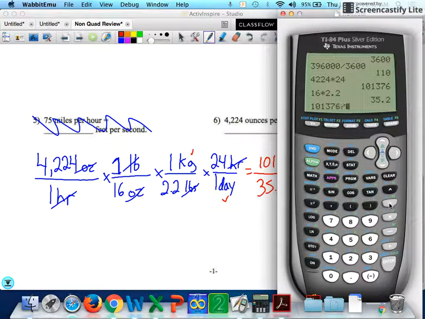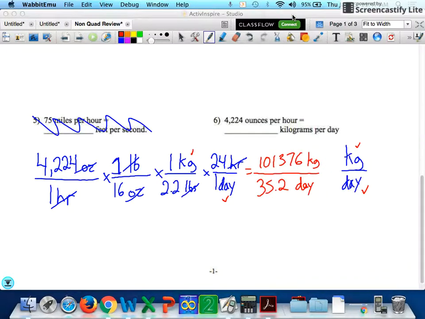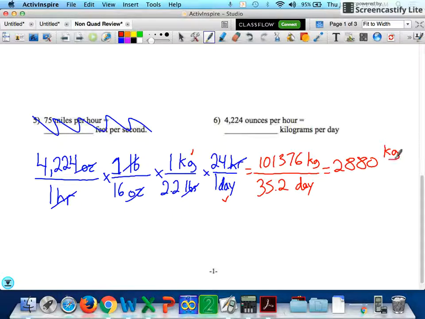101,376 divided by 35.2 tells us that we've got 2,880 kilograms per day. 2,880 kilograms per day. And that's my final answer there. Okay, so those take a lot of work. It's a lot of work to do those rate problems.